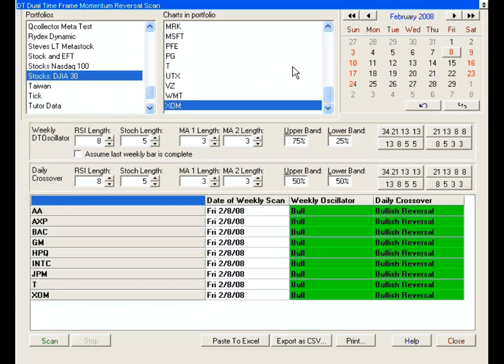For instance, on the day of this scan, February 8th in 2008, we've got looks like 6 or 7 different stocks that had bullish weekly momentum, and on this day they all made a bullish reversal in the daily momentum. So it's only going to alert you the day the smaller time frame daily makes a reversal in the direction of the larger time frame weekly. Exactly what you learned in the book.